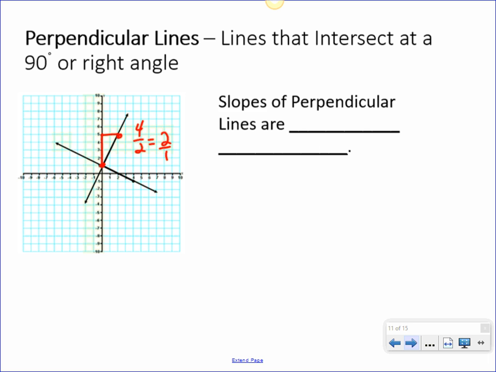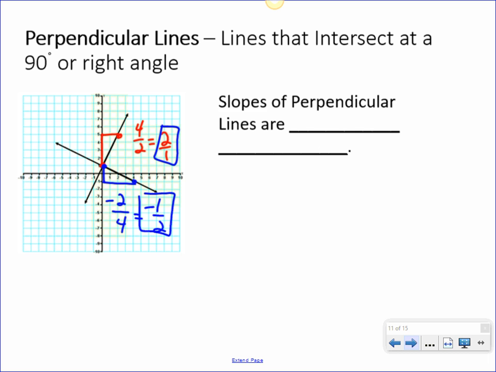If we looked at this other line and I took these 2 points, this time I go down 2 and I go over 4, or a negative 1/2. So what we focus on here, I got a negative 1/2. I got a positive 2 over 1. What do we notice about those? First of all, we would say opposite signs. And the other word we'd use would be reciprocals. They're flipped over.